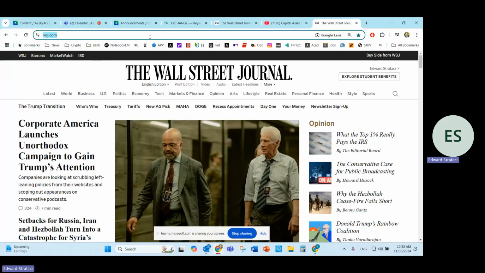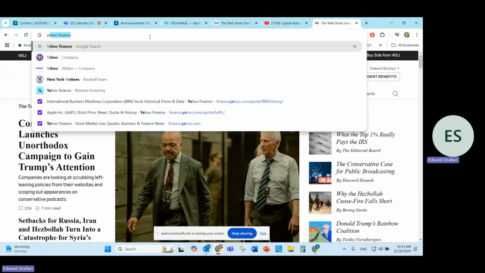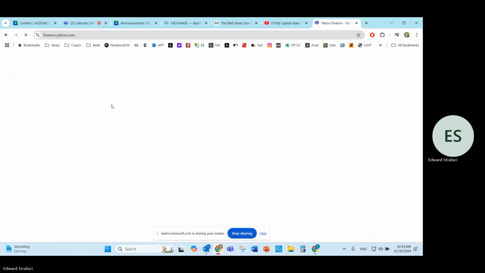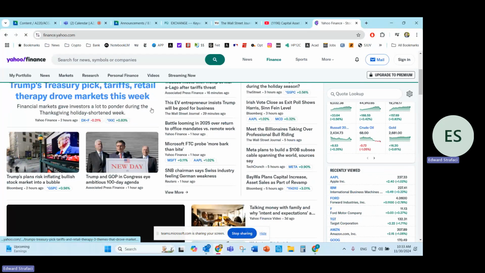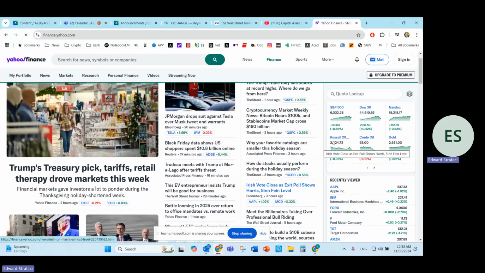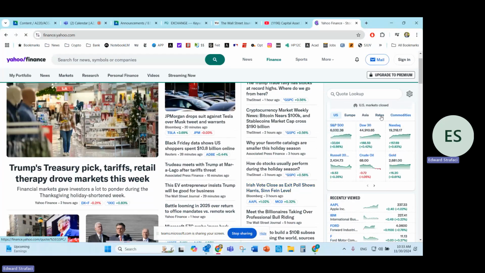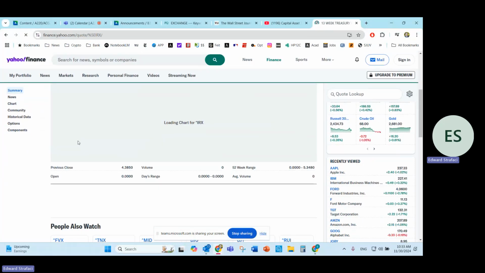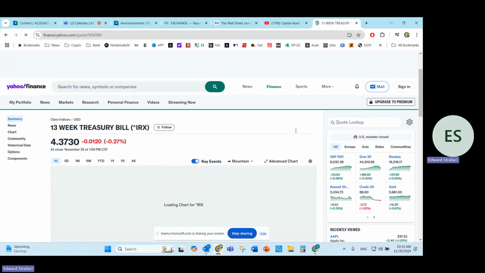Well, let's do Yahoo Finance. That's probably better. So we'll go to Yahoo Finance. And maybe because it's a Saturday, it doesn't come right up. But if you go to the right of Yahoo Finance and you go to rates, you'll see there's the 10-year bond. And the 10-year bond right now is 4 3/8. So about 4.5. That's the 13-week Treasury bill. Well, I'm going to get the 10-year.